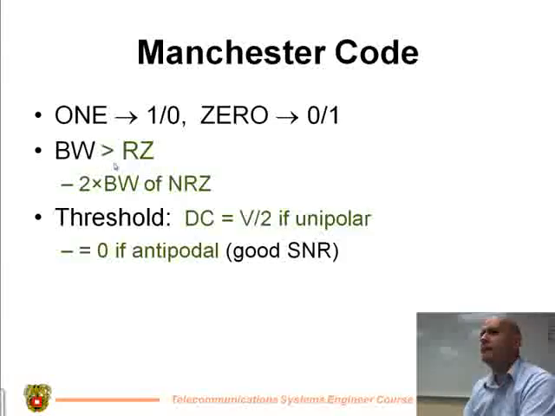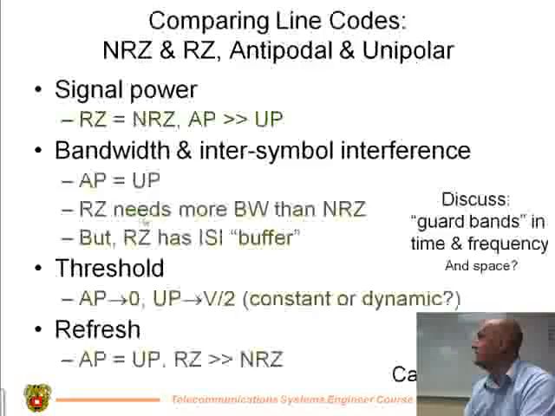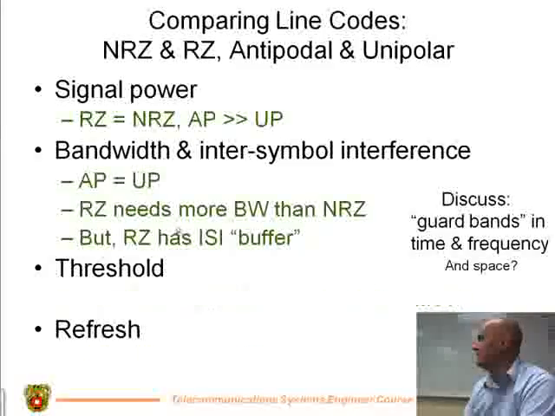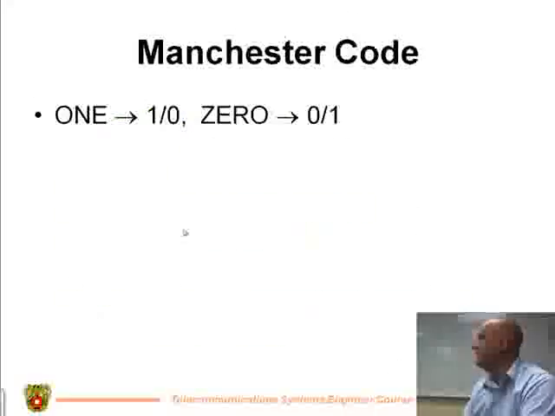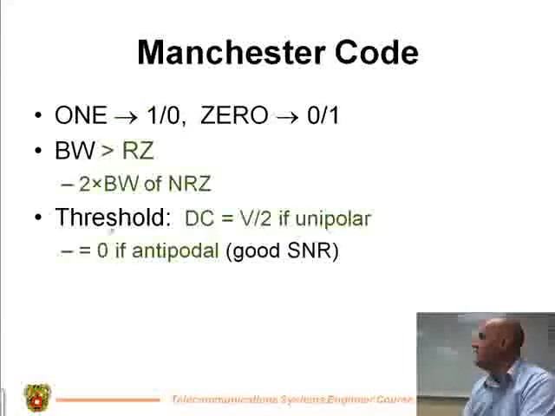Why is that? If we're talking about transitions, an increased number of transitions means higher bandwidth. For the NRZ, it only did it for ones. For Manchester, it's got to do it for zeros and ones, so it's doing a change every time. Right, so more transitions. The threshold, if it's unipolar, then it's V over 2. Again, we don't like doing that because we don't want to mess with the threshold when attenuation happens. So let's make it bipolar or antipodal.